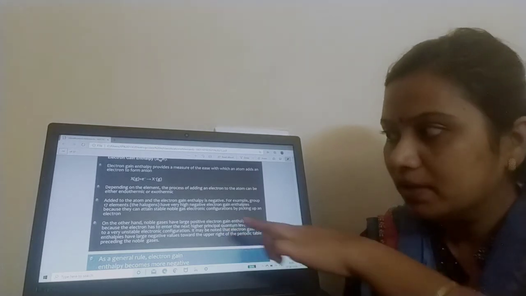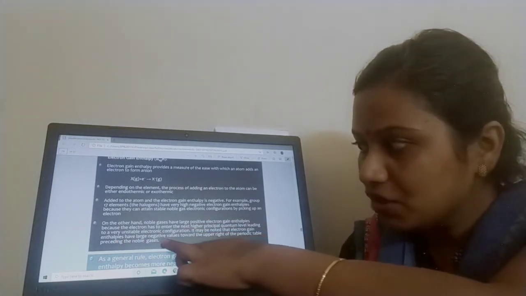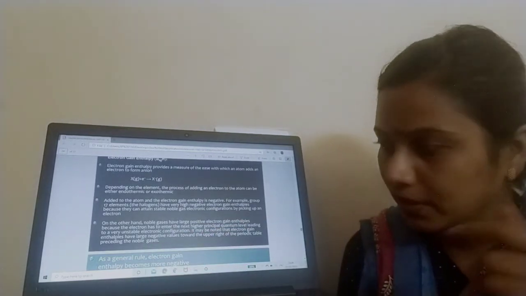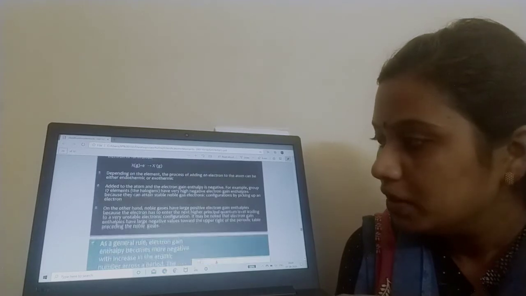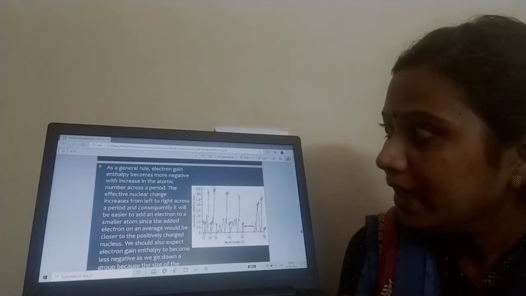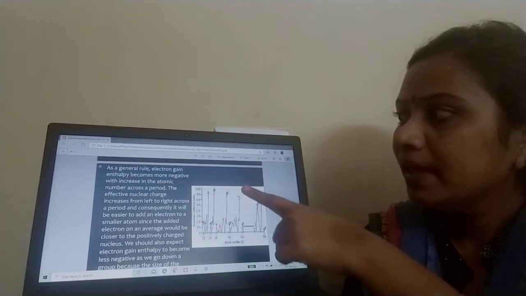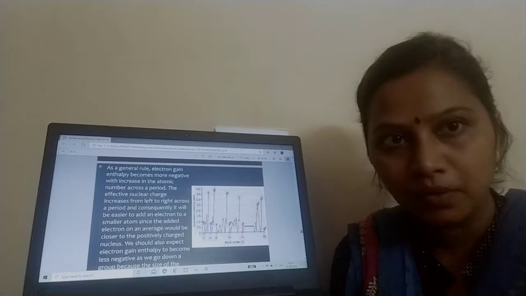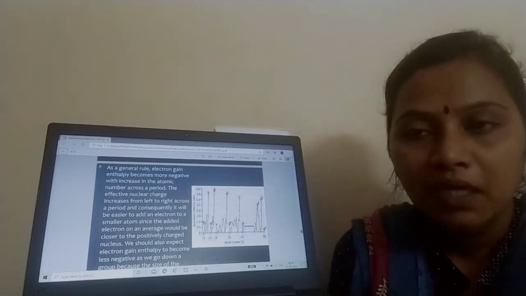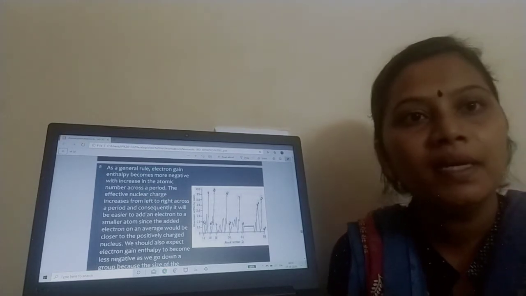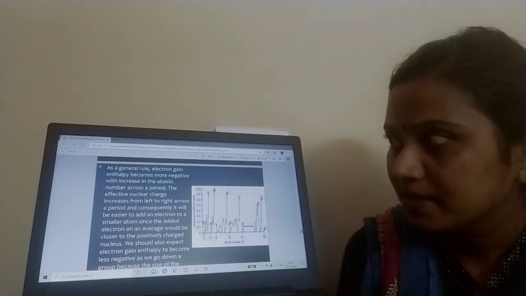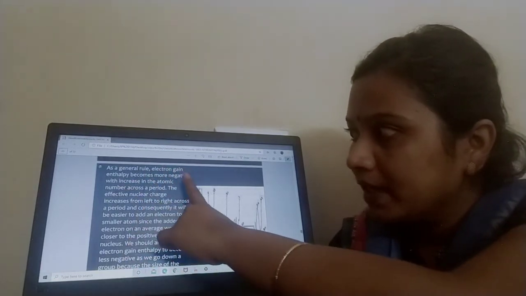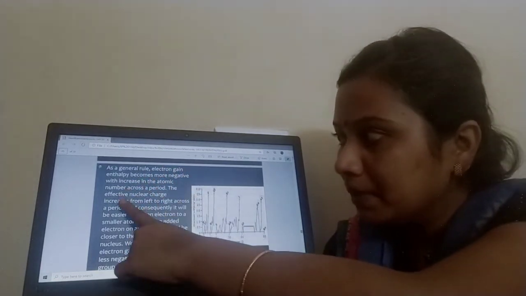So it should be noted that electron gain enthalpies have large negative values towards the upper right of the periodic table, preceding the noble gases. Okay. Now we'll move to the general rule. As a general rule, the electron gain enthalpy will be negative when the atomic number increases across a period. When should it be negative? When nuclear charge increases. As a general rule, EGE should be negative when there is an increase in the atomic number across the period.